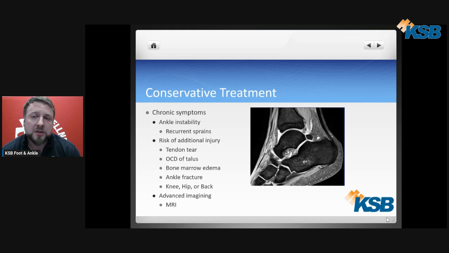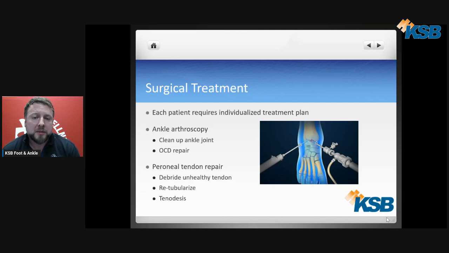We will start with X-ray in the office, but if we feel appropriate, advanced imaging, including MRI, as in this picture here, can be helpful as well. So surgical treatment options, each patient requires an individualized treatment plan. And so I wanted to list some of the things we do, but not every time does it mean we're doing every single thing on this list.